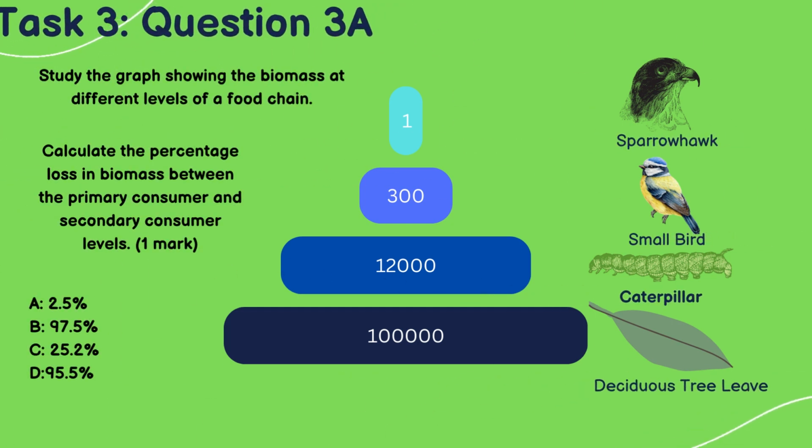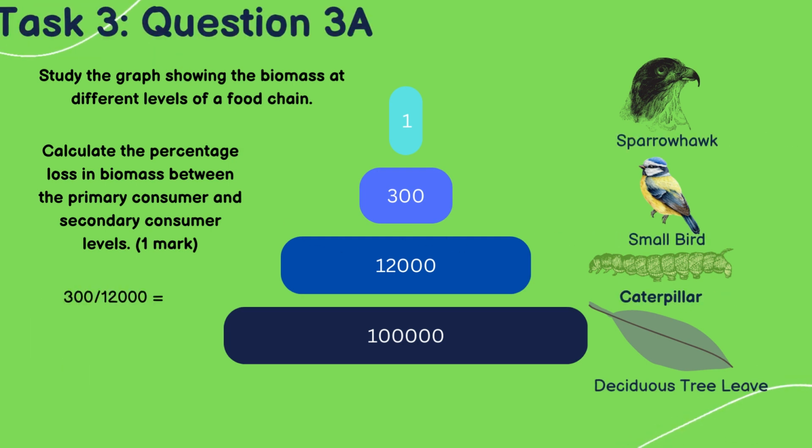The question is, calculate the percentage loss in biomass between the primary consumer and the secondary consumer levels. Is it A, 2.5%, B, 97.5%, C, 25.2%, or D, 95.5%?